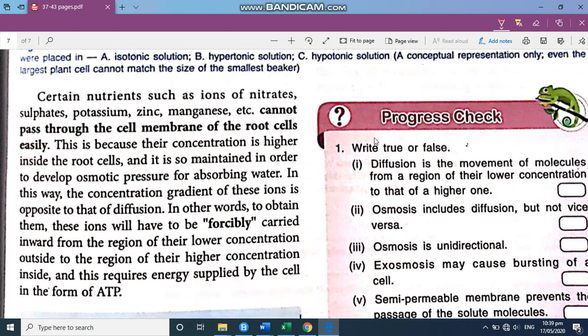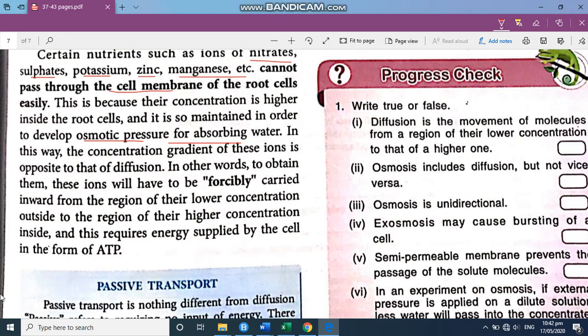Certain nutrients such as ions of nitrate, you can mark these nitrates, and then sulfates, potassium, zinc, manganese, cannot pass through the cell membrane. This is because their concentration is higher inside the root cell, and it is so maintained in order to develop osmotic pressure for absorbing water. So they are more in the cell sap. That is why when we water the plant, the roots absorb water easily.